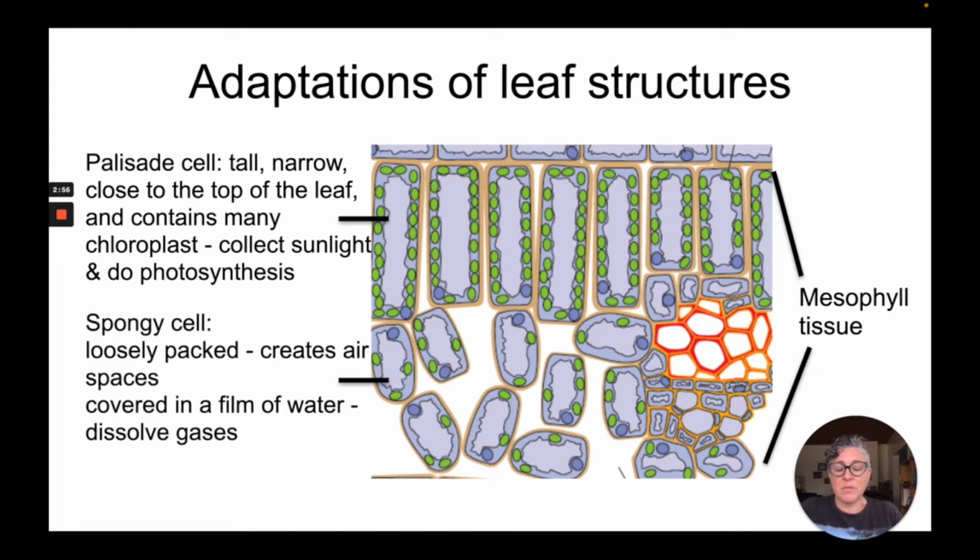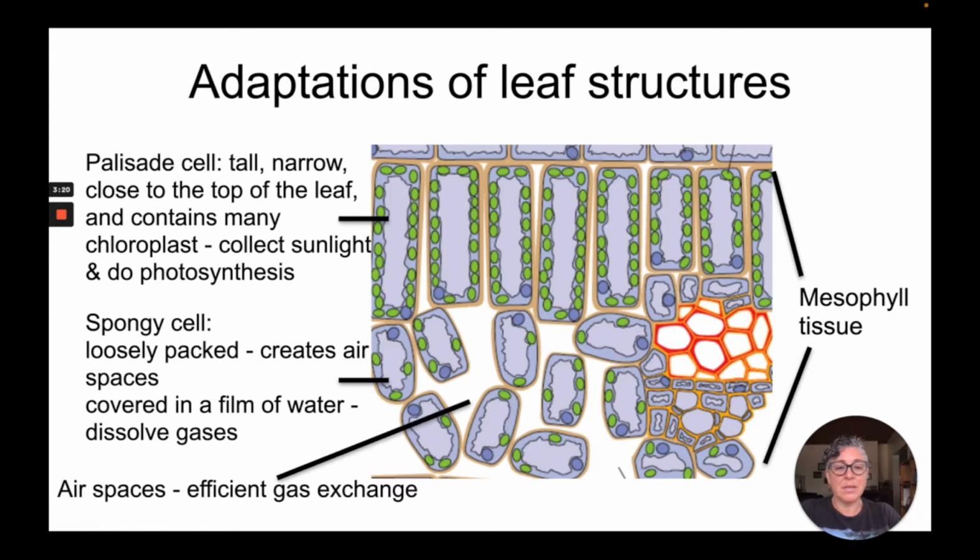Secondly, within the mesophyll tissue, we have the spongy cells. Now, these are loosely packed, and that is going to create air spaces. In addition, while we can't see that here, they do have a film of water, and this is going to allow them to dissolve gases, which can then move through the cells to get where they need to go.